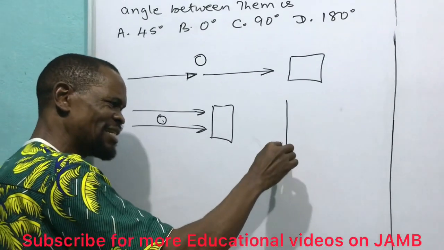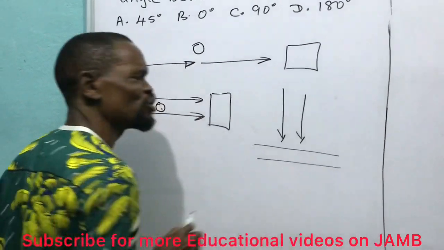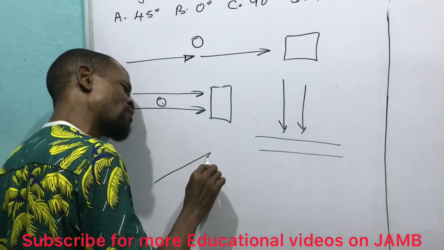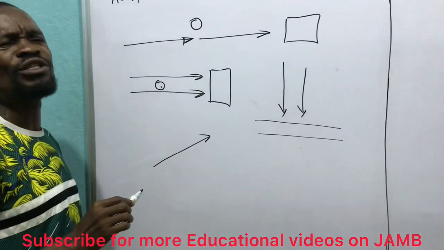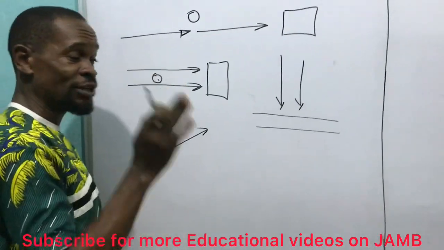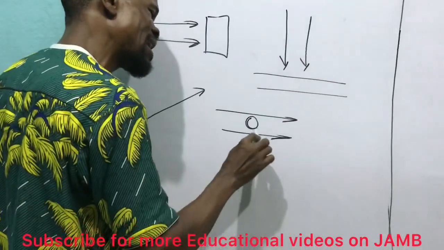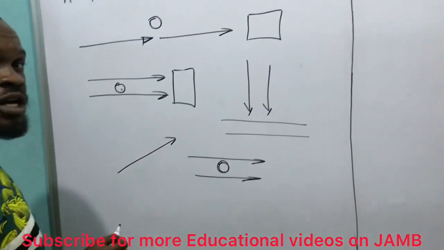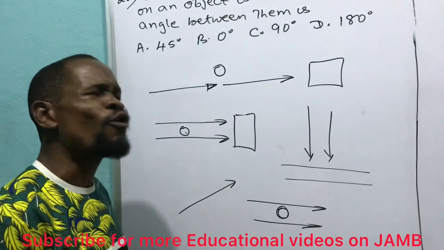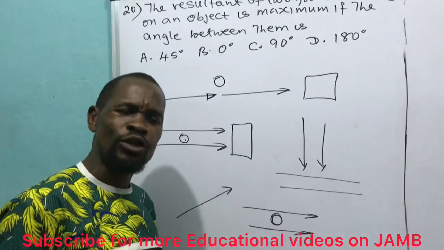If this force is acting this way, and this one is also acting this way, we are going to achieve a maximum resultant force. Are you getting what I'm saying now? But if a force is inclined at an angle, we are not going to get a maximum resultant force. So for two forces to have a maximum resultant, they must be parallel to each other, and when they are parallel, the angle between them is 0.